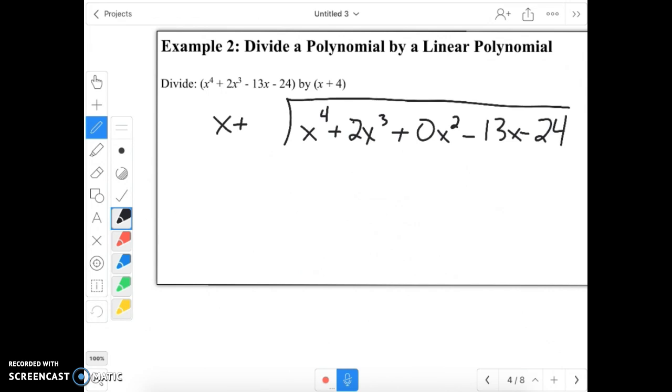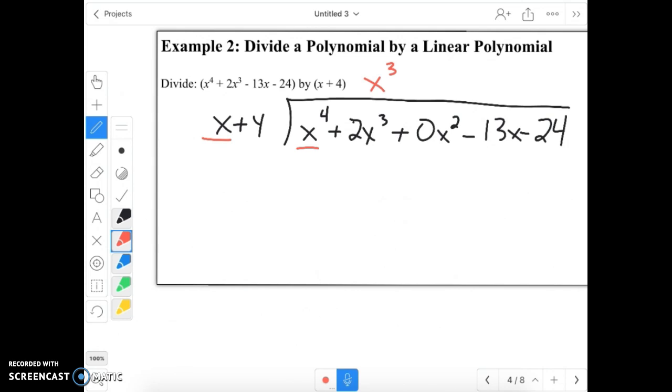And we have x plus 4. Now, if you have a binomial or a trinomial that you're dividing with, we only look at the first term. So I'm only looking at x and saying, what am I missing that would get me to x to the 4th power? So that would just be x to the 3rd power.